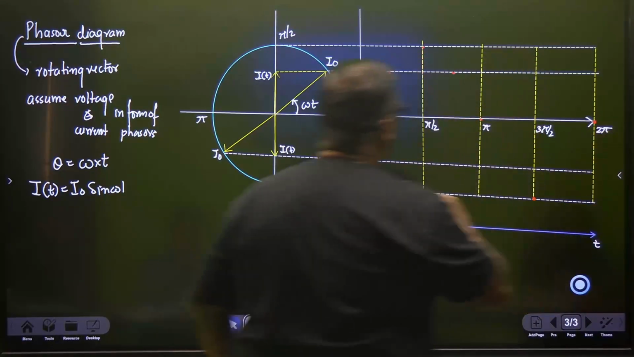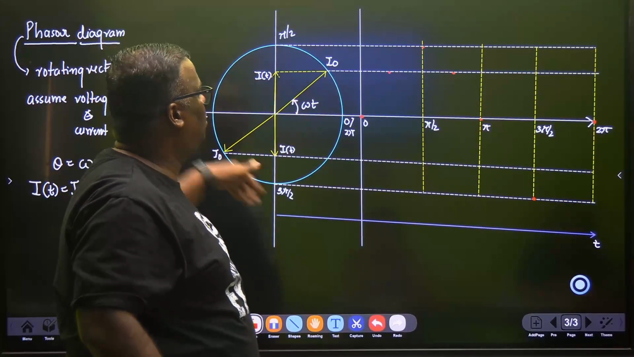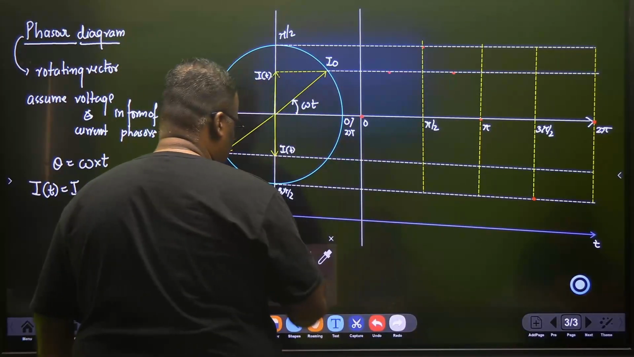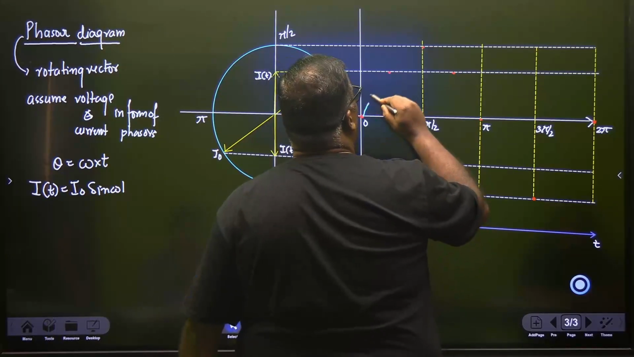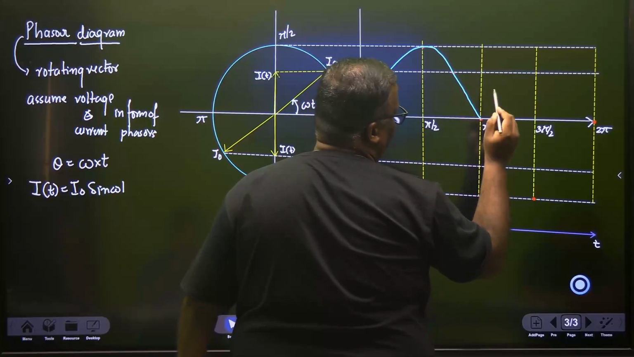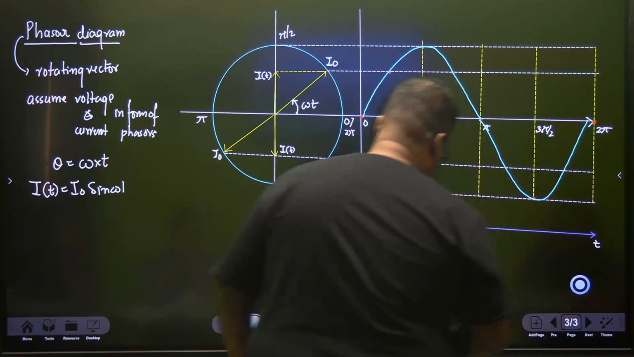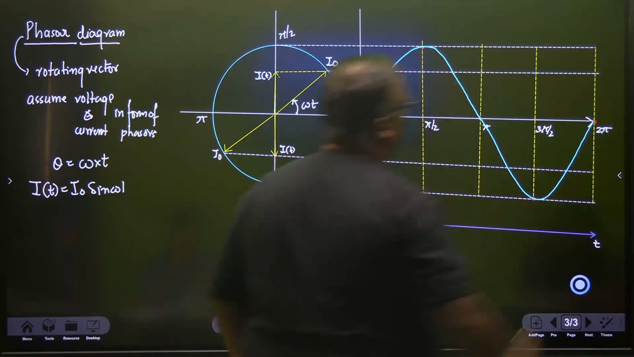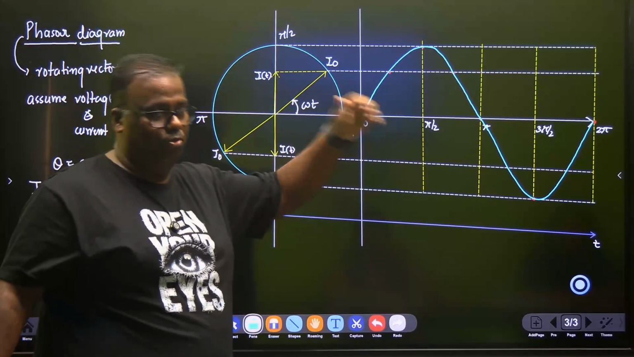So this is our observation of the waveform. This is how the waveform of this particular I naught is behaving, right? So let's complete the wave now. So I'll get a wave like this. This is the current waveform of the phasor diagram, how the current is moving, right?